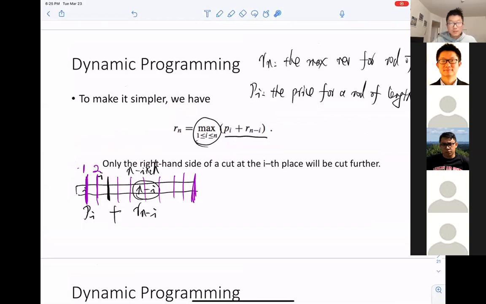Okay, sure. So here, what I want to say is that for the leftmost cut, from place 1 to n, we calculate the revenue from all the places of the leftmost cut and take the highest revenue.